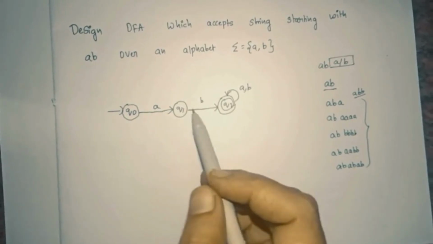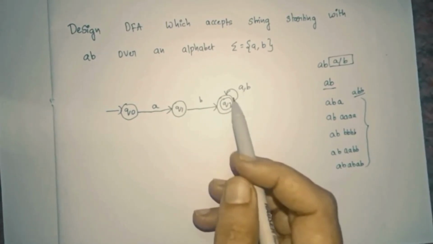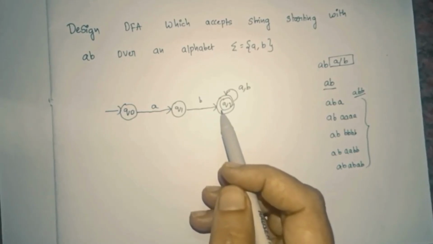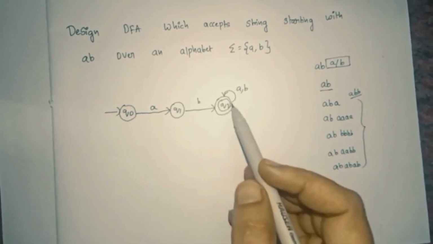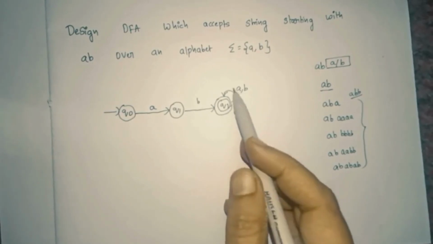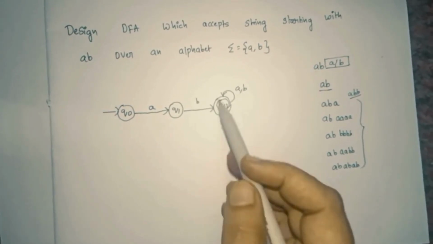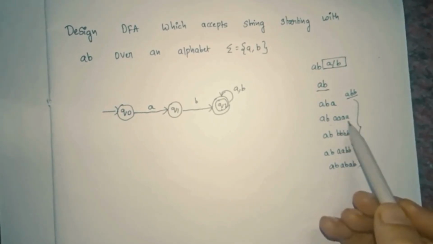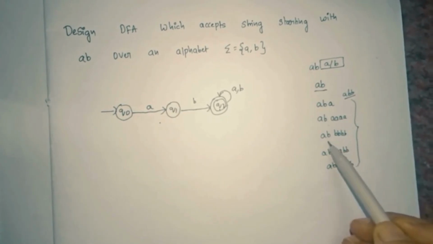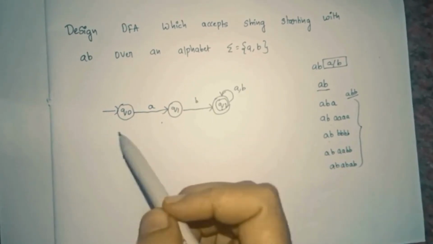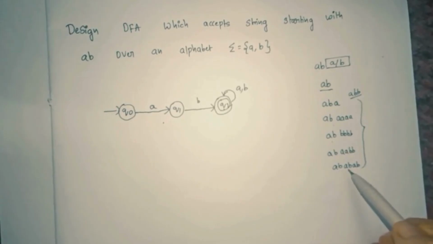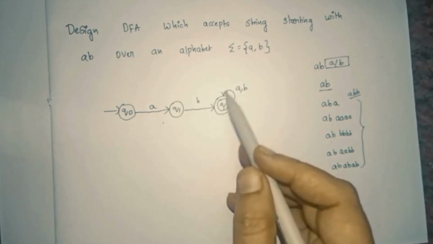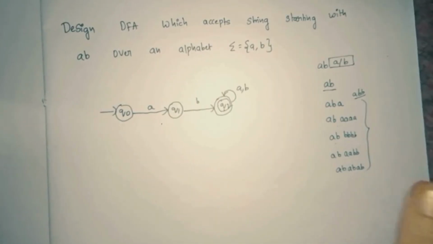Next is AB followed by any number of A's, ending up at Q2 only. Hence it is accepted. AB followed by any number of B's, so 1 B, 2 B's, 3 B's like that, any number of B's are accepted, ending at the final state Q2. Hence AB followed by any number of A's is accepted by our finite automata, and AB followed by any number of B's is also accepted. Next, AB followed by one A, one B, this is also done. One time A, next time B like that. All these strings are accepted.